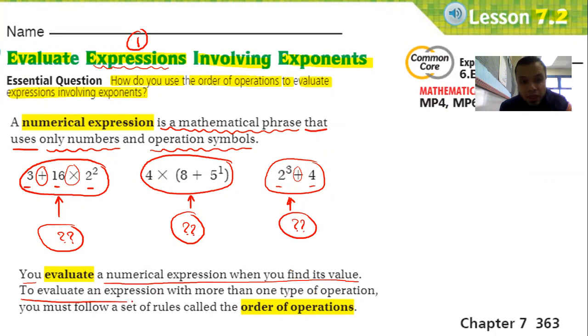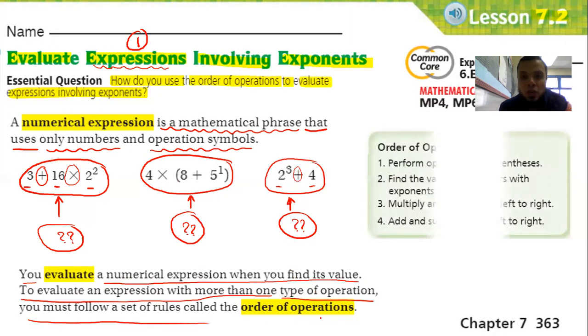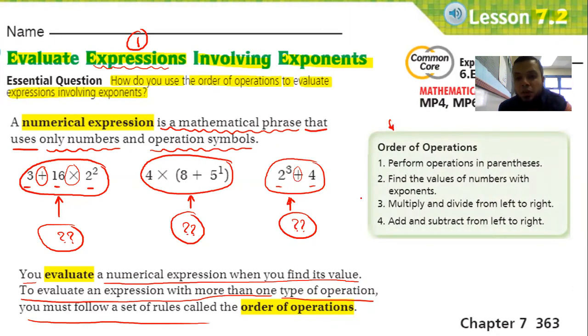To evaluate an expression with more than one type of operation, you must follow a set of rules called the order of operations. We need to know step 1, step 2, step 3, step 4. I'm going to solve all expressions by using this rule, the order of operations.